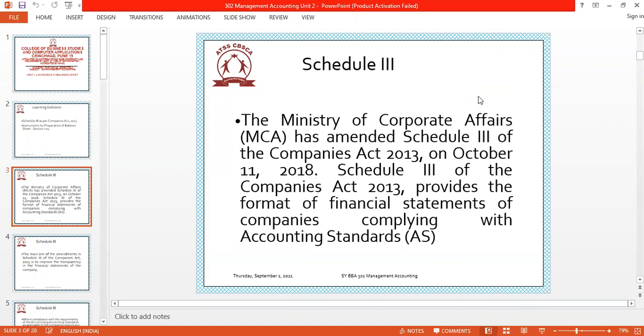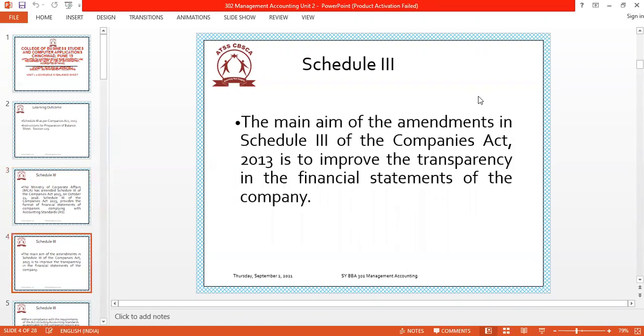This Schedule 3 that the Ministry of Corporate Affairs has laid down shows how the balance sheet has to be prepared. So it becomes very easy for anyone to compare a balance sheet of one company with another company. So to ease the comparison, the Schedule 3 was introduced, and as per the Schedule 3, the companies have to follow the rules and regulations set by this Ministry of Corporate Affairs, and they have to prepare the balance sheet in the given formats. Yes, please continue reading.